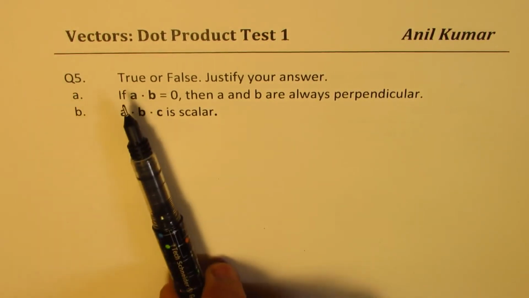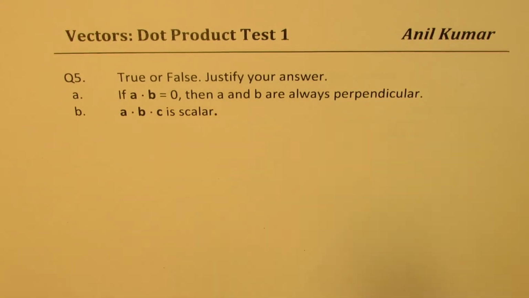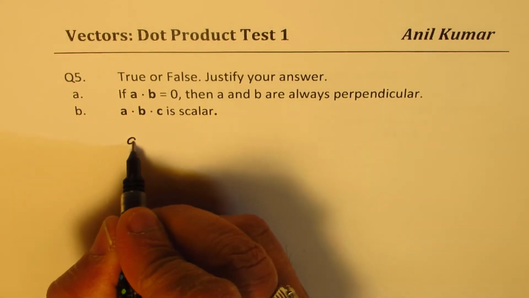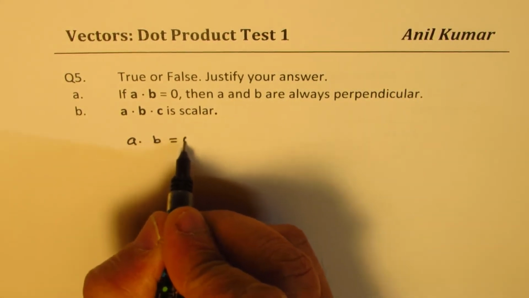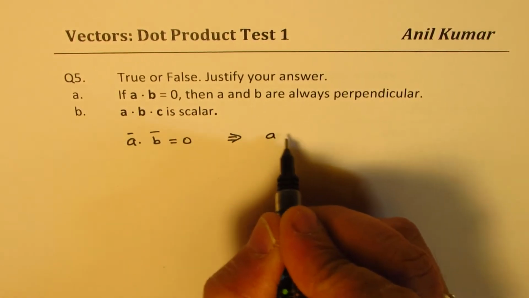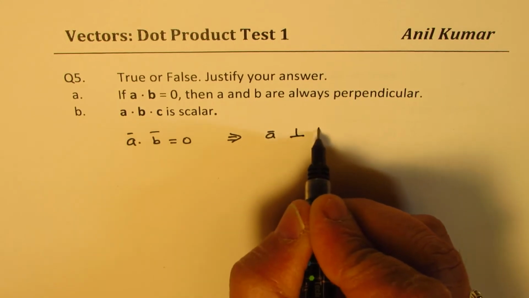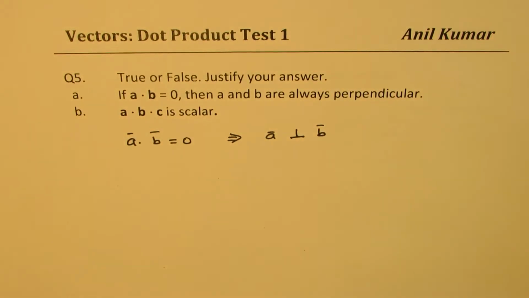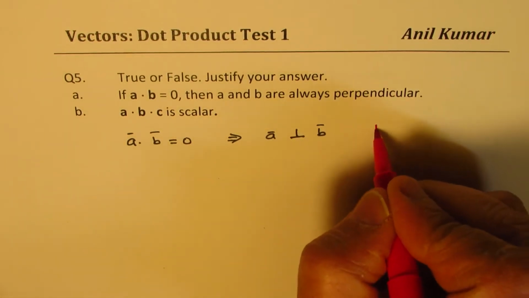Question number 5 is true or false. Justify your answer. First thing we are saying is A dot B equals 0. It implies that vector A is perpendicular to vector B. Is it true or false? The answer here is, let me write it in red, false.